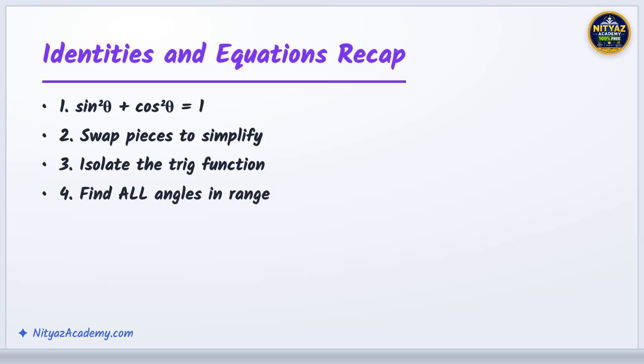To wrap up, the Pythagorean identity sine squared plus cosine squared equals 1 is your workhorse. Use identities to swap and cancel when simplifying. To solve an equation, isolate the trig function first, then find every angle in the given range, checking all the quadrants. Be thorough, and you'll catch every solution.